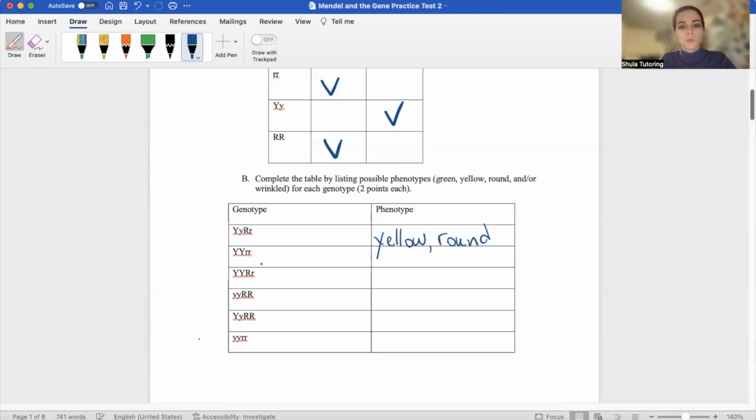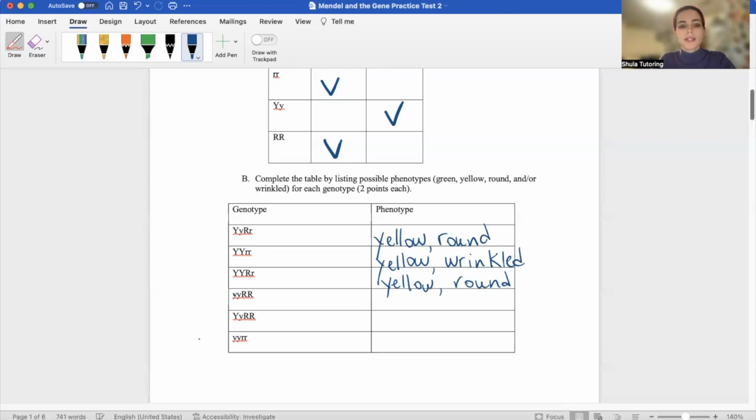Same here in terms of phenotype for the color. We have two copies of the dominant this time, so it's going to be yellow. But for the shape, we have two copies of the recessive allele, so that will make those seeds wrinkled. And again, we have two copies of the dominant allele, so that seed is going to be yellow as well. But this time, that seed is going to be heterozygous for the shape, so the shape is going to be round.